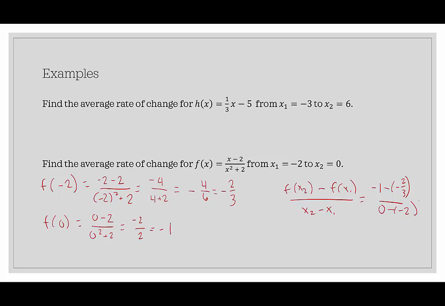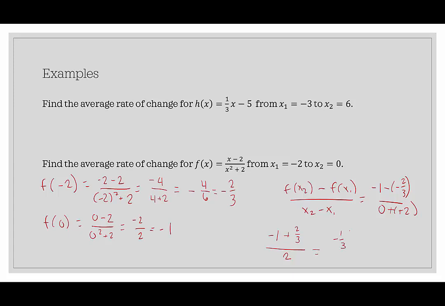In the numerator, that would give us negative 1 plus 2/3, right? Because minus negative would be positive. In the denominator, we would have plus positive 2. What is negative 1 plus 2/3? Well, that's bringing us 2/3 closer to 0, leaving us at negative 1/3 in the numerator.